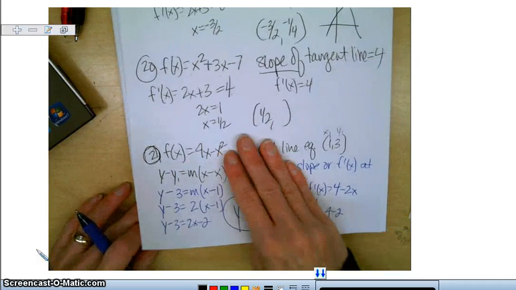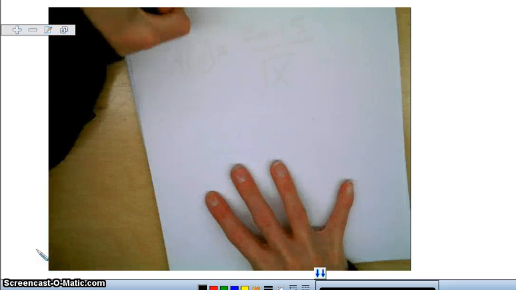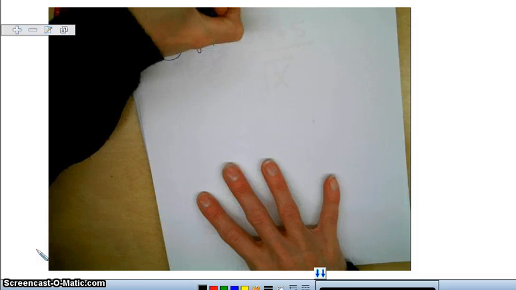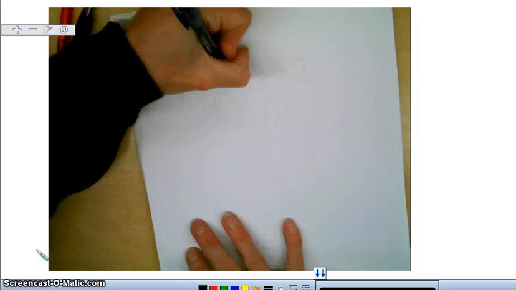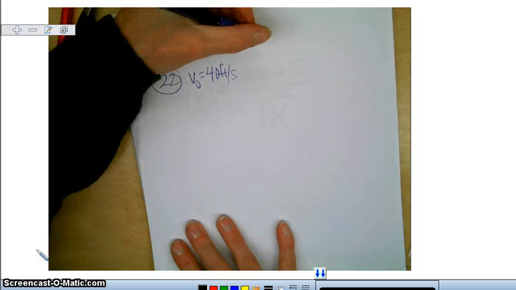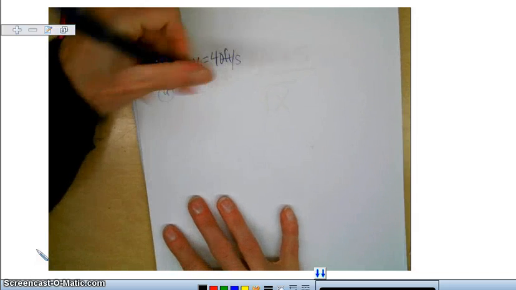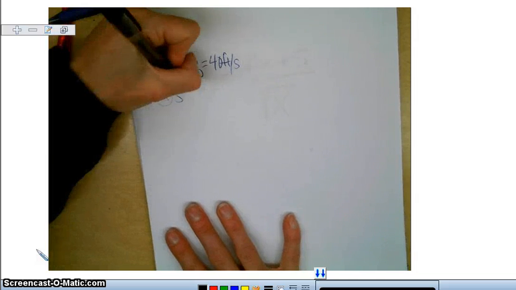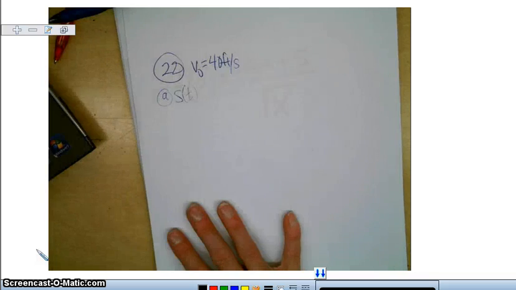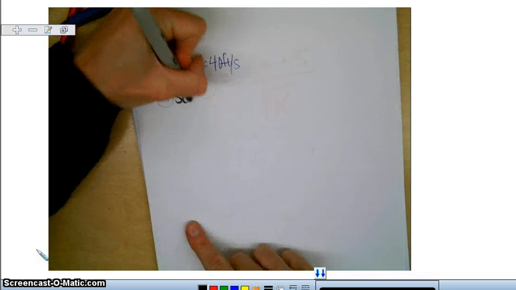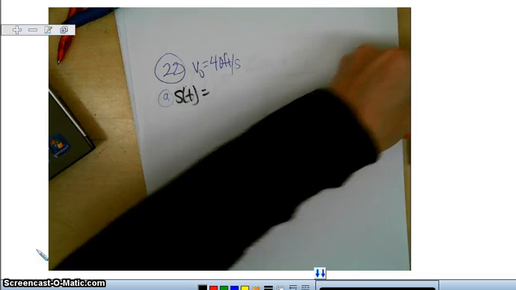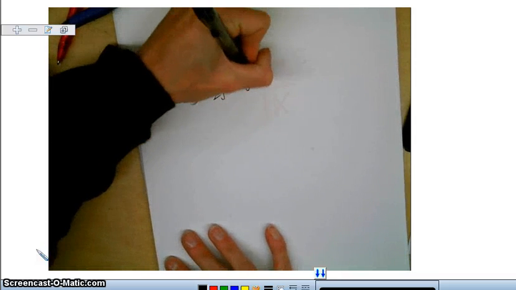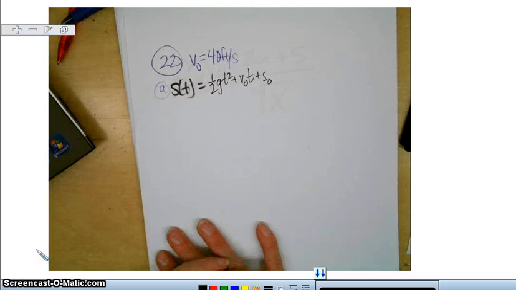And finally, the last problem. If a ball is thrown up into the air with an initial velocity of 40 feet per second, its height in feet after t seconds. We want to find the position and velocity functions. Remember the general position function, s of t, is equal to 1/2 gt squared plus v sub 0 t plus s sub 0 from your notes.